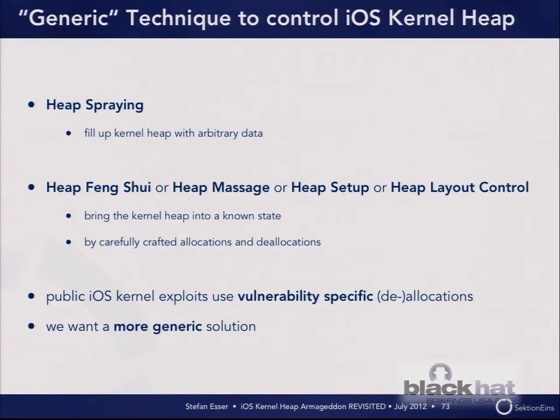When you look at the public exploits that already exploit the heap for iOS, I think there are only two, mine and the one from Pod2G. They always use very vulnerability-specific ways to allocate and deallocate, so it's not generic at all. My idea was that I wanted a more generic solution that can be used for all kinds of overflows. Well, not all, but many of them.